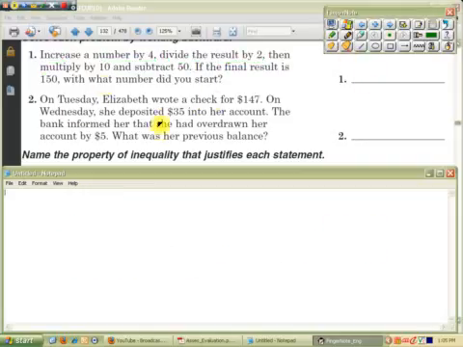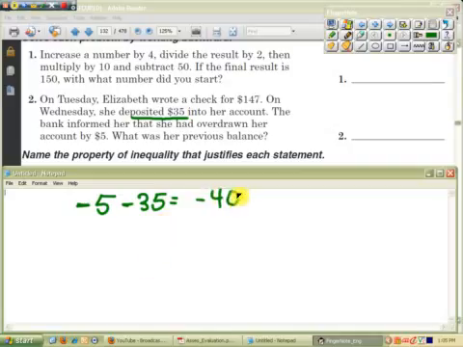For number 2, on Tuesday, Elizabeth wrote a check for $147. On Wednesday, she deposited $35 into her account. So right now, she's negative $5. She's in the hole $5. The last thing she did was she deposited $35. That's like adding $35, so you do the opposite. You want to subtract $35. So now she's in the hole $40.